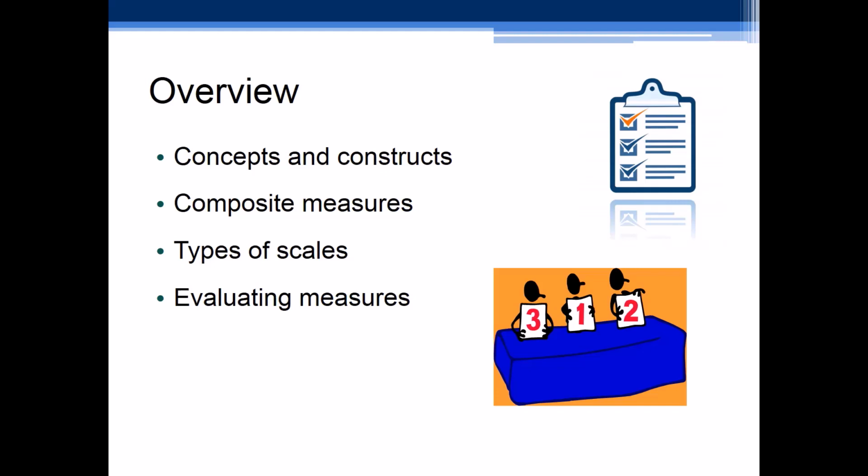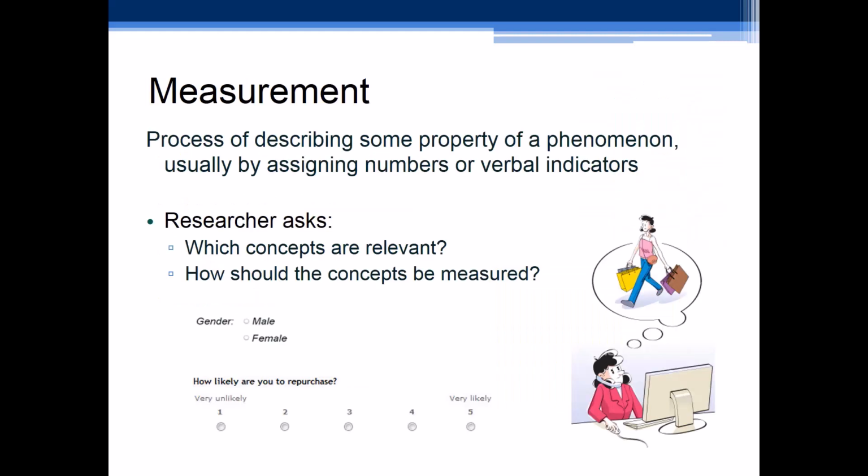I'll go through the different types of scales that are available to us and also how we can evaluate those in terms of things like reliability and validity. So what is measurement? We say that this is the process of assigning numeric labels or verbal labels to things in order to gauge some quality in them or indicate that some quality applies to them.